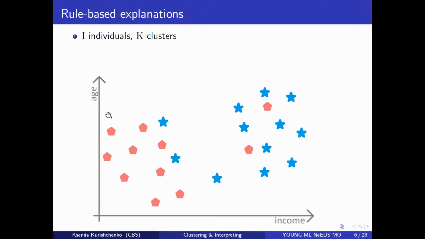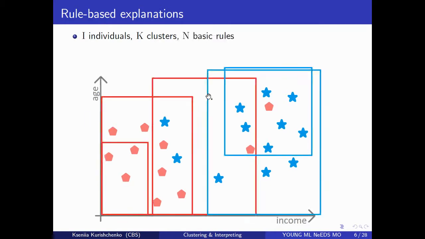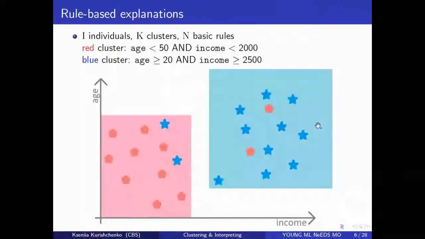In rule-based explanations, we also have clusters, individuals, and also features or characteristics of our individuals, for example, income and age. And instead of having a set of prototypes, we have a set of basic rules, such as, for example, age less than 50 or income more than 2,000. And the model has to combine them into explanations which are combinations of our basic explanations. And now our red cluster is explained by this explanation, and the blue cluster is explained by this explanation.